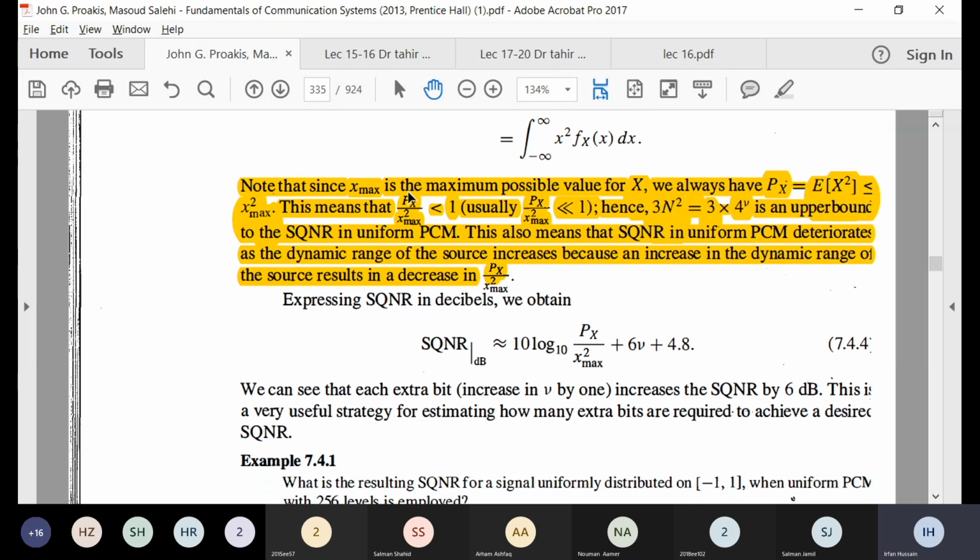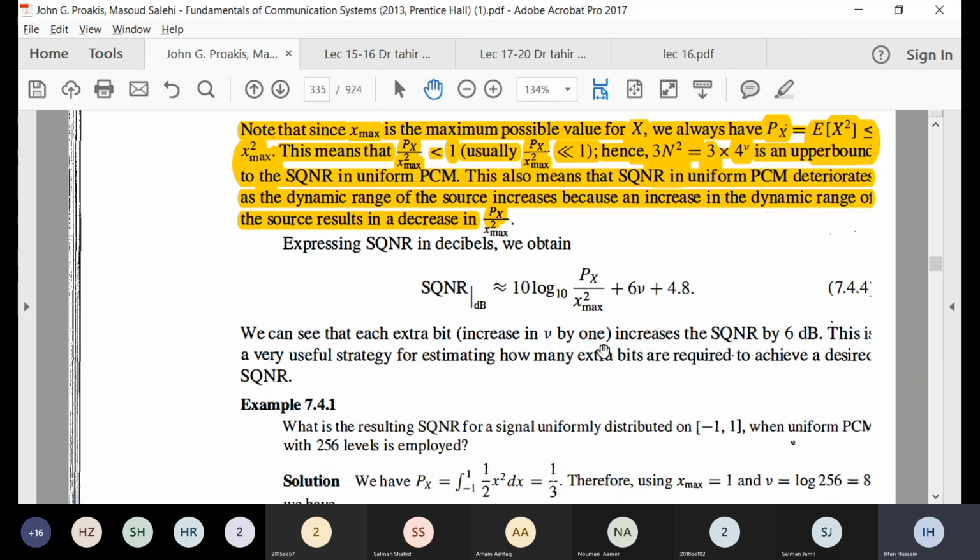So the same I told you, especially in decibel, and this I also discussed. So if you want to estimate how many bits are required to achieve a SQNR, you can just see this equation and it will give you the relevant value of v to get the desired SQNR.